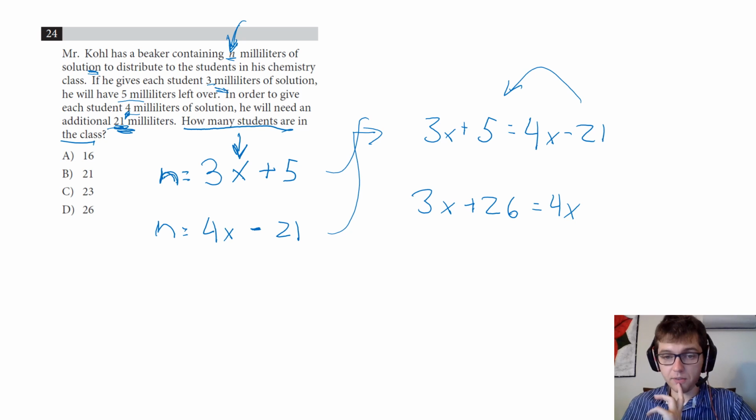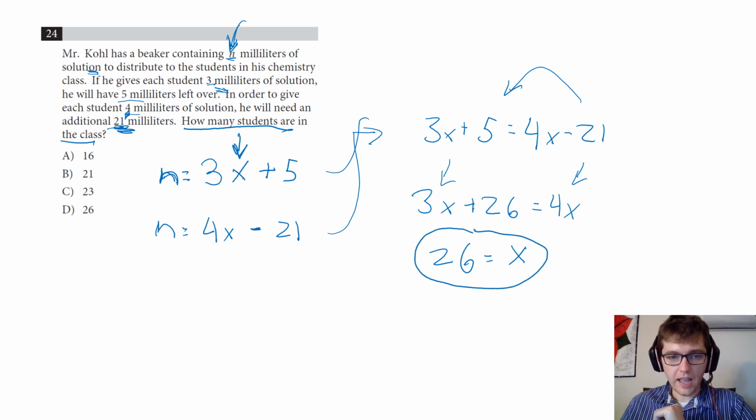Subtract 3x from both sides. You'll be left with 26. We just subtracted the 3x here. 4x minus 3x is equal to 1x, or just x. So there you go. That's the end. 26 is equal to x. X is defined as our number of students. They're looking for how many students are in the class. It is 26. So D, 26 is your correct answer.